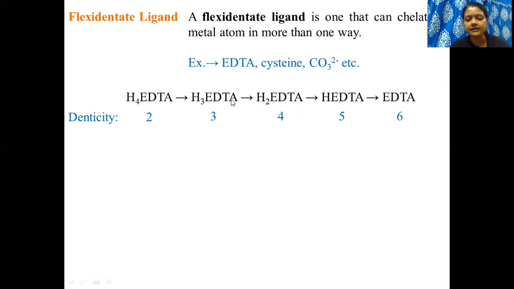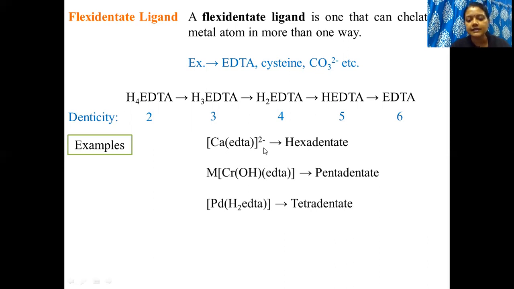Then H3EDTA means one proton is lost from H4EDTA, so one O minus center and two nitrogens. Then H2EDTA means two O minus centers and two nitrogens, so the denticity becomes 4. Then 3 O minus centers and 2 nitrogens, denticity is 5, and then 4 O minus centers and 2 nitrogen atoms, denticity becomes 6. An example of EDTA acting as a flexidentate ligand is CaEDTA 2 minus.